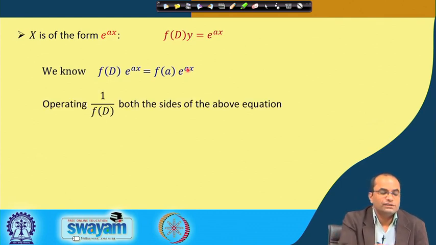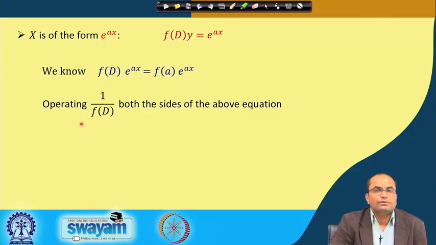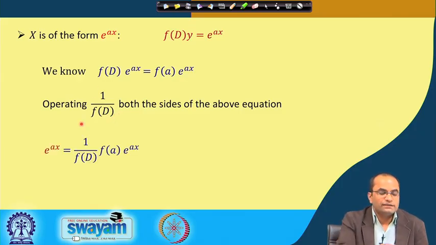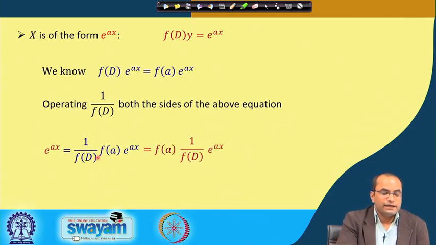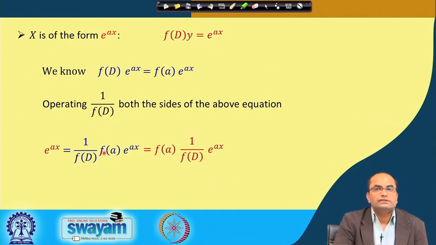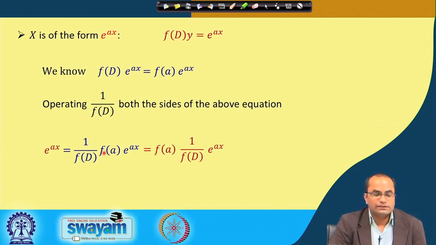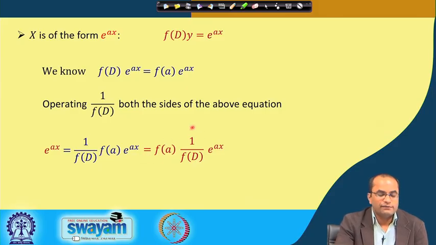And now, what we do here, we operate on both the sides with this inverse operator 1 over f(D), and what we will get then? So, this f(D) and the inverse f(D) will just cancel each other. So, we have e power ax is equal to this inverse operator 1 over f(D) applied on f(a) e power ax, and this f(a) has nothing to do with this inverse operator, because this is just a constant. So, we can take this constant out, and we have f(a) times 1 over f(D) operated on e power ax.